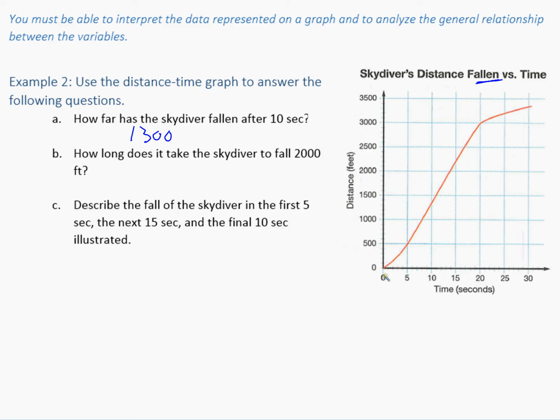So it's giving us a time. We're able to find out how far he's fallen. How long does it take for the skydiver to fall 2,000 feet? Well, now we're going to look over here at 2,000 and we're going to see, well, when did he get to 2,000? Well, he got to 2,000 maybe around 13 or 14 seconds. So let's say 13 and a half seconds.